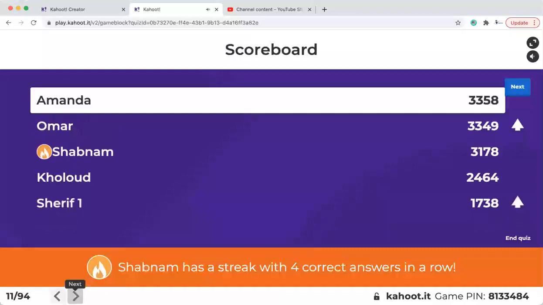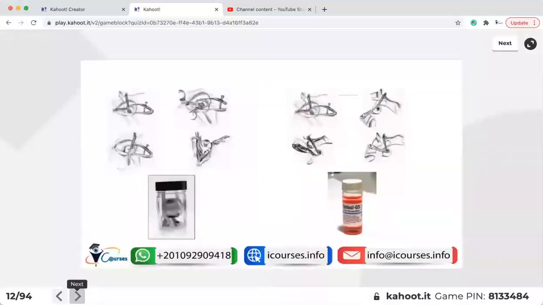Dr. Omar is in second place, and Dr. Sharif appeared to be disconnected and joined again. So Dr. Amanda is in first place, and Dr. Shabnam in third place. So let's see the explanation for this.